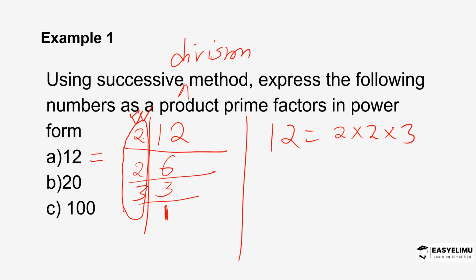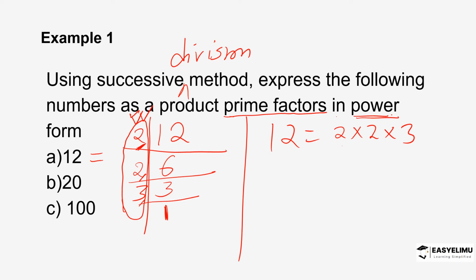Now, in this column here, you can only use prime numbers like 2, 3, and any other prime number that may be appropriate. Remember, we are restricted to prime factors, so you can only use prime factors and not any other number. Then for number 2, you are supposed to express the number as a product of its prime factors, which we have done, but that is supposed to be done in power form.